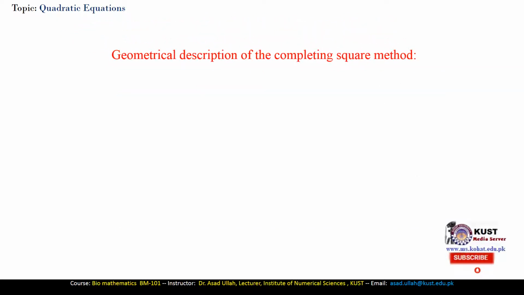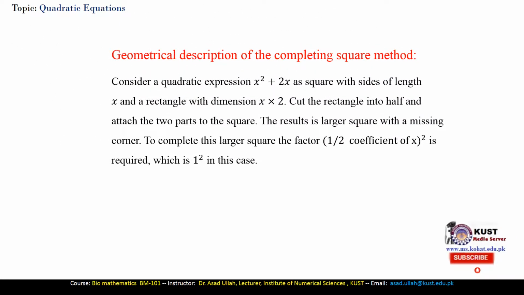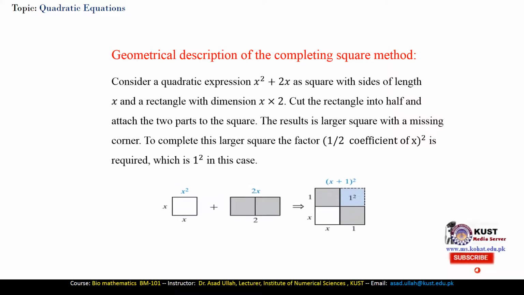Geometrical description of the completing square method. To solve problems on the completing square method, first we discuss the geometrical interpretation of the completing square method. For this, consider the quadratic expression x square plus 2x as a square with sides of length x and a rectangle with dimension x times 2. So here this is the square with dimension x and a rectangle with dimension 2 times x.